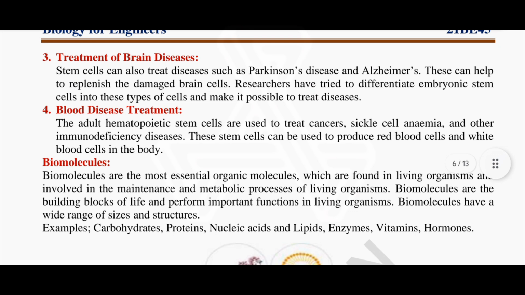Blood disease treatment. The adult hematopoietic stem cells are used to treat cancer, sickle cell anemia, and other immunodeficiency diseases. These stem cells can be used to produce red blood cells and white blood cells in the body.